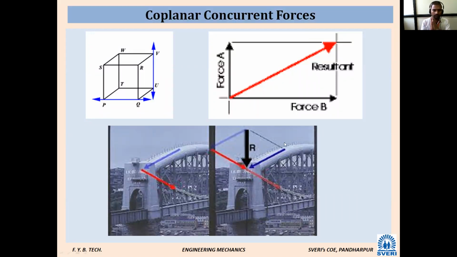Coplanar means a force or the system of forces which are lying in the same plane. एक ही plane में है तो that is coplanar. Concurrent means the number of forces or the lines of action of the forces which are meeting at one point are called concurrent forces. अभी coplanar concurrent means दोनों club करने का. The system of forces which are lying in the same plane and acting at one point is called a coplanar concurrent force system.